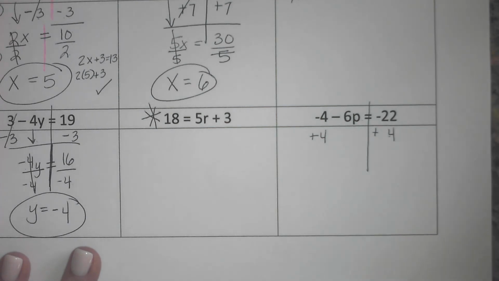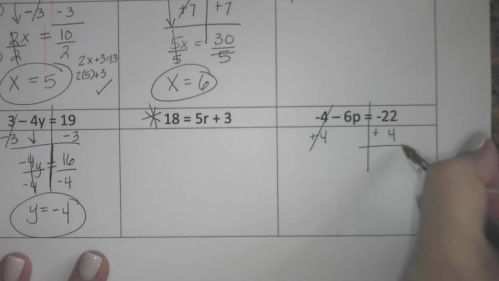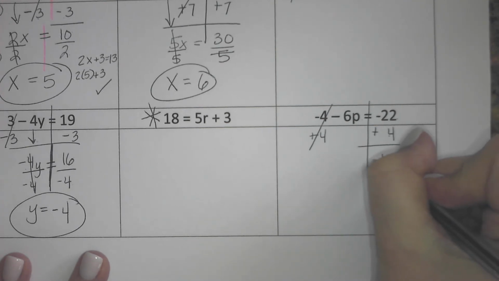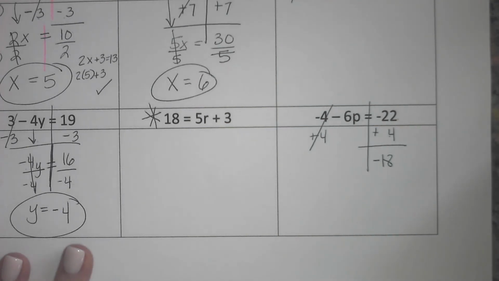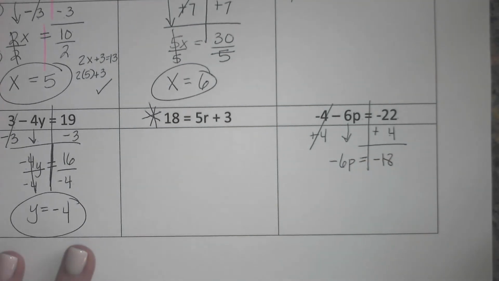Well, negative 4 plus 4 is 0, so that cancels out. But negative 22 plus 4 is not 26. Negative 22 plus 4, because you have different signs, you're actually subtracting. So 22 minus 4 is 18, but it would be negative 18 because this 22 is a bigger number. So you have 18 negatives left over after you add 4 positives. Then I want to bring down this negative 6p equals negative 18.